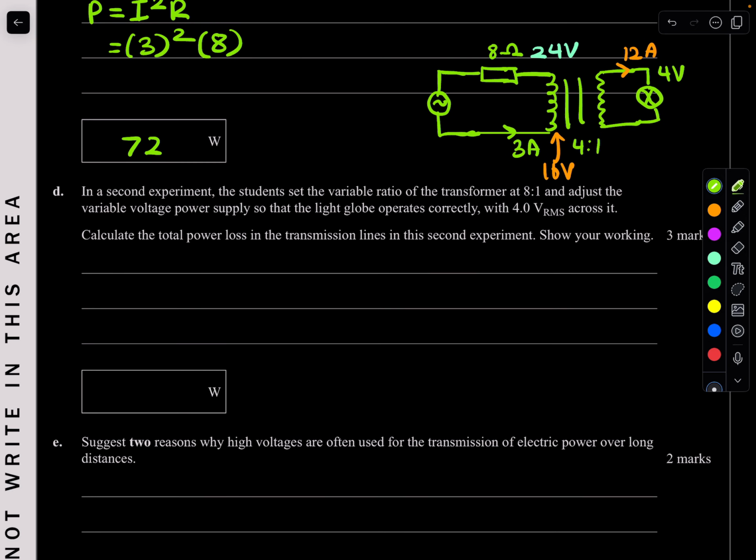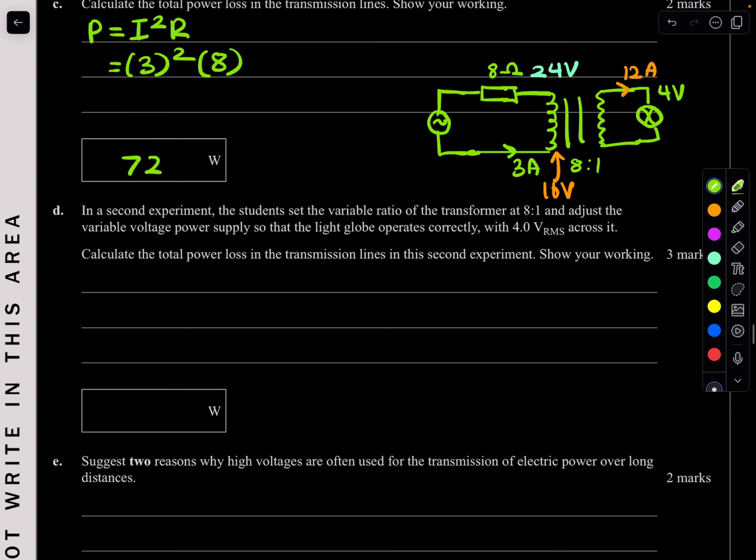D. In a second experiment, the students set up the variable ratio of the transformer at 8:1. So let's rub this part out. 8:1. And adjust the variable voltage power supply, so, okay, now we don't know the voltage again, so that the light globe operates at 4 volts RMS. So it's still 4 volts RMS.